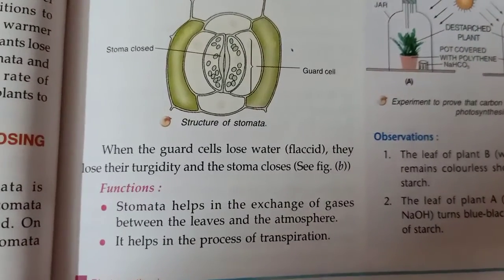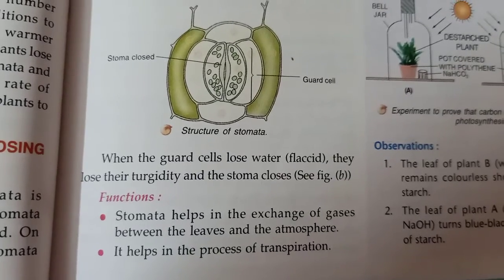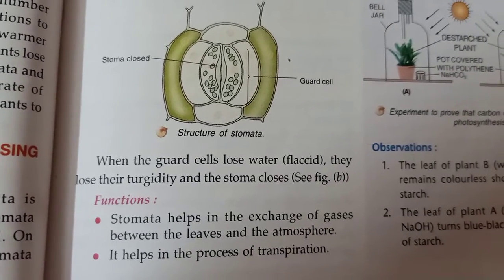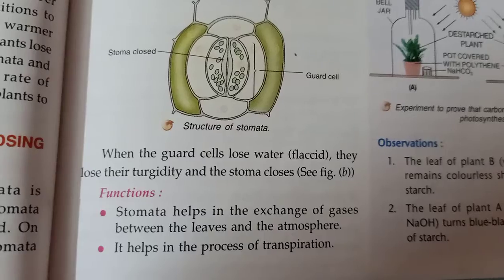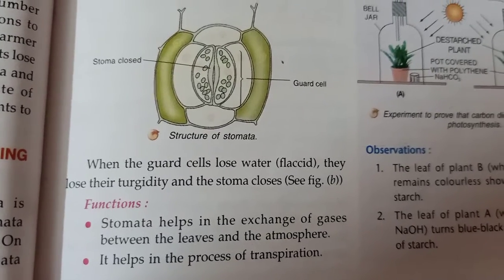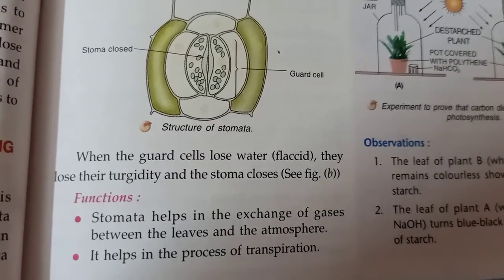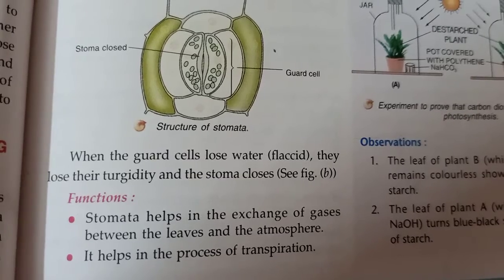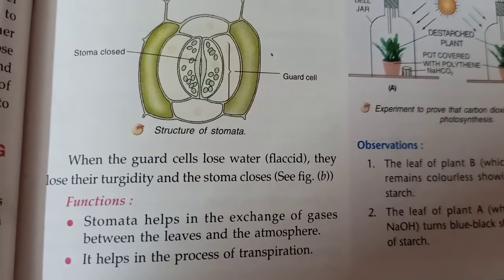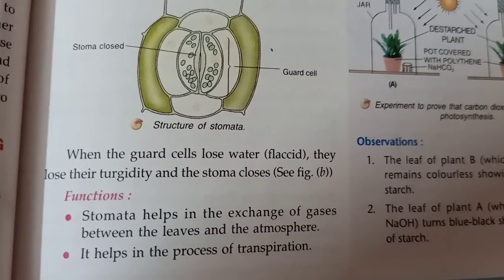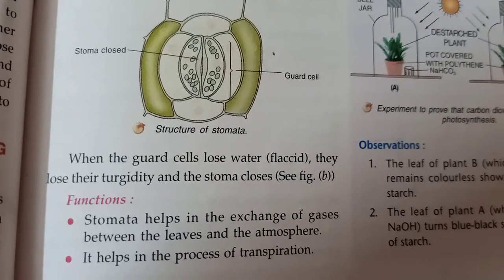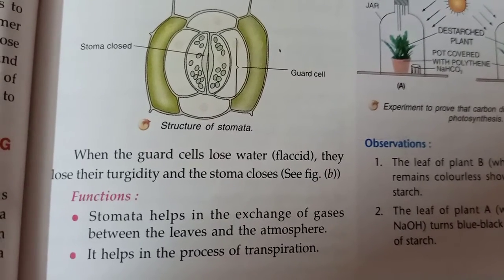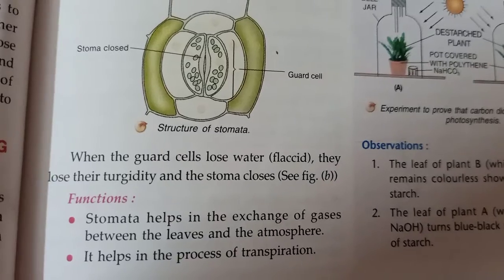Now we see the functions of stomata. First, stomata help in the exchange of gases between the leaves and the atmosphere. As we all know, the exchange of gases like carbon dioxide and oxygen takes place in the stomata only. So it is responsible for the exchange of gases between the leaves and the atmosphere.